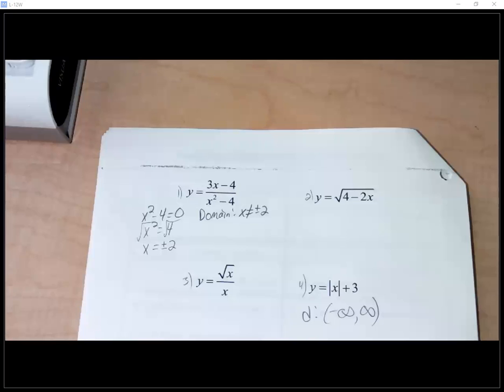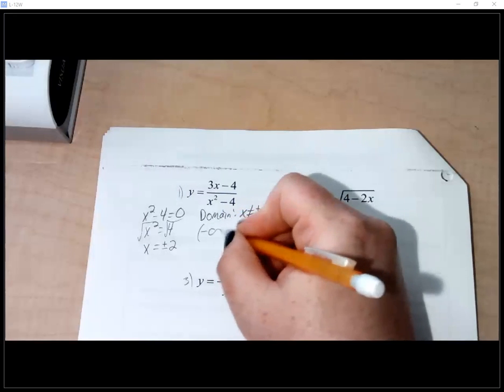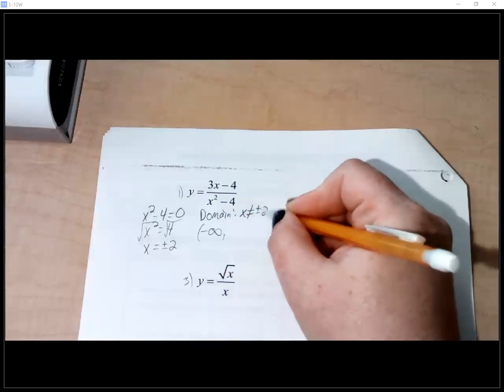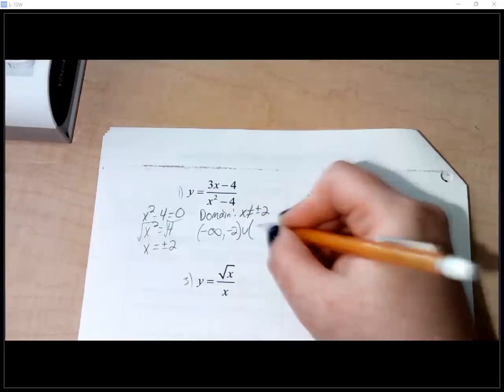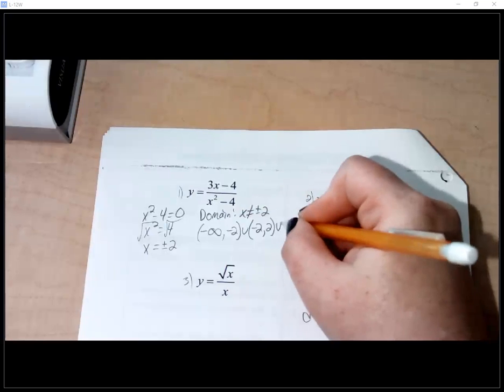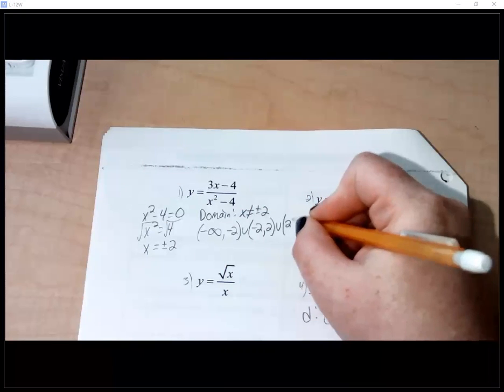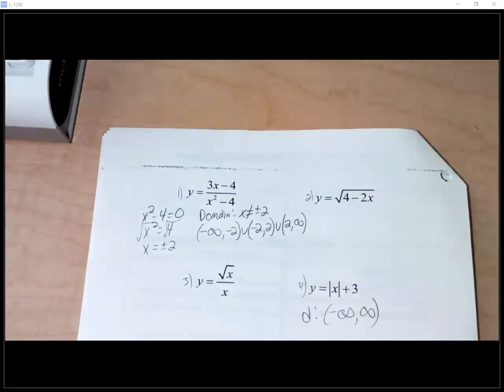All right, let's see. I'm going to start at -infinity, and I can go all the way up to -2, and then I have an issue. Once I get past -2, I can go all the way up to +2. But then once I hit +2, I got to jump over that also. So that is what I would have written for interval notation. Does that make sense?